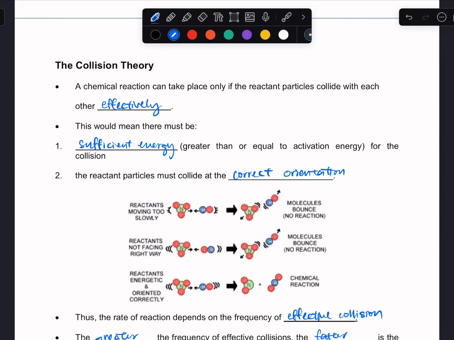Okay, welcome to the screencast going through rate of reaction. So just a quick recap regarding what we have learned in class yesterday.